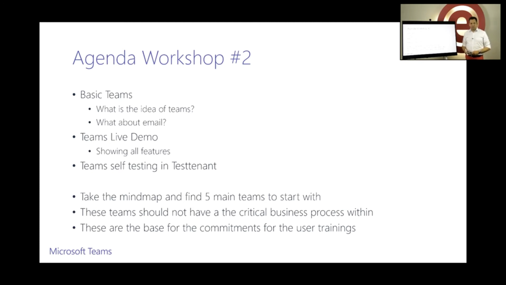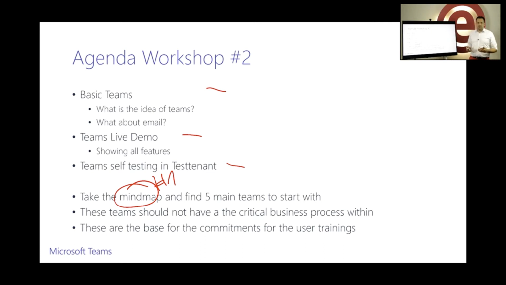So we have this workshop number two, and it's all about the basics in Teams. What's the idea of Teams? What about email? It's mainly the same as in workshop number one, but usually the employees are not the team leaders or the executives. So this is a new kind of group, so we can do this workshop once more. It's basics in Teams, live demo, self-testing, that's the same. But the difference is that at the end, we take the mind map we have done in our workshop number one, and we find 5 main teams to start with.